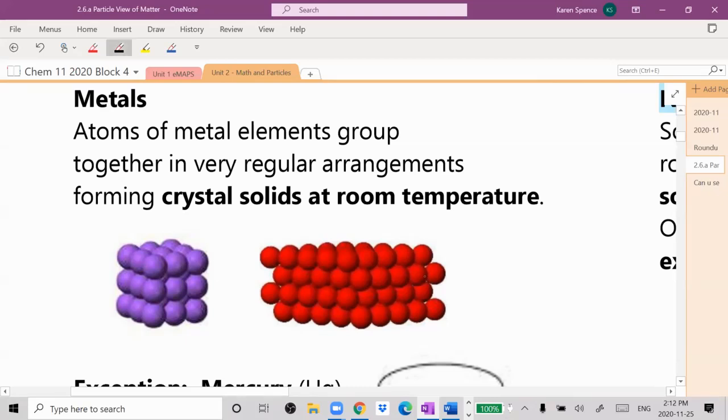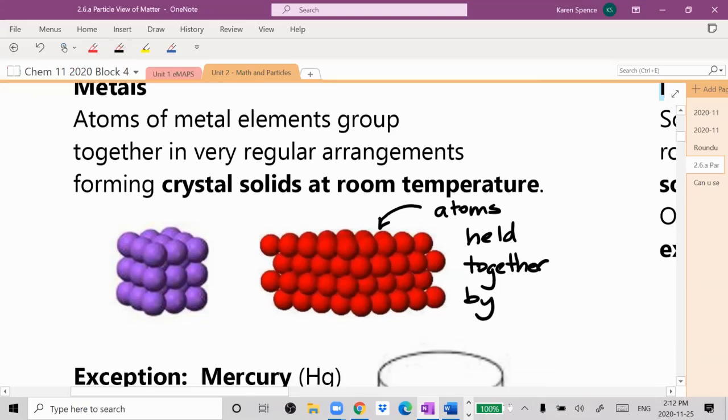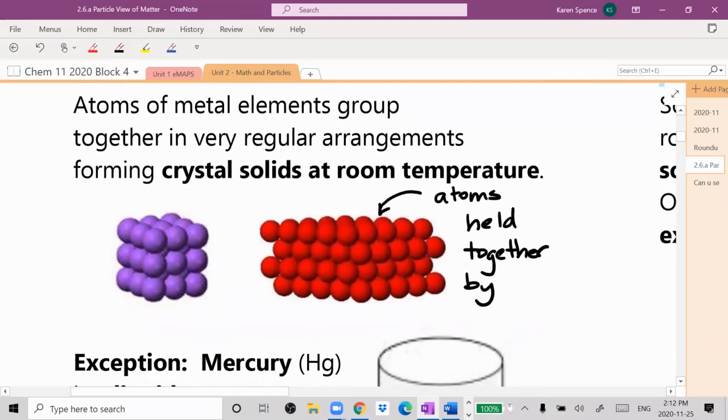These atoms are held together by metallic bonds. And you don't need to know a whole bunch about metallic bonds right now. I'll give you a quick description, but we're not going to go into detail and you're not responsible for it.